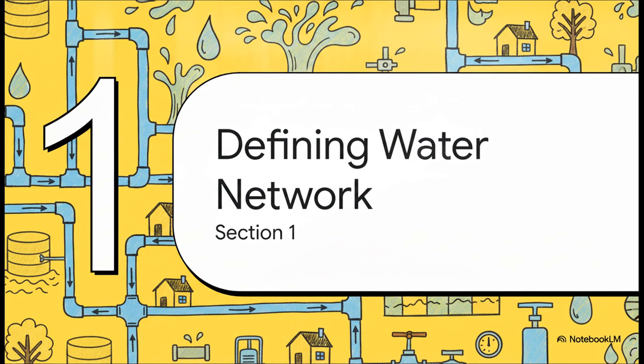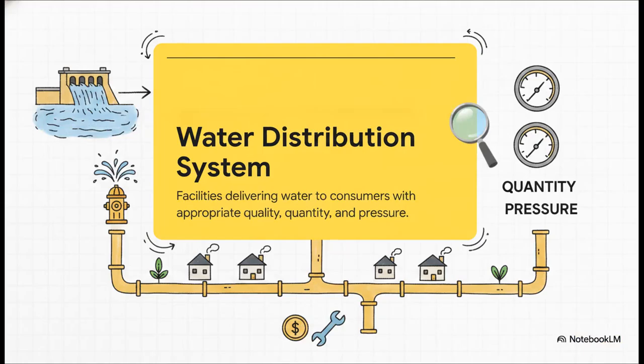Section 1. Defining water distribution. If you crack open a standard environmental engineering syllabus, the definition goes like this. A water distribution system is the collective facilities used to deliver water from its source to individual consumers. Simple enough, right? But the absolute key here lies in those last 3 words: appropriate quality, quantity, and pressure. You see, it's not just about moving water from point A to point B. It's a massive balancing act. Engineers have to ensure the water arrives with enough pressure to fight a neighborhood fire, all while keeping the entire network economical and easy to maintain.